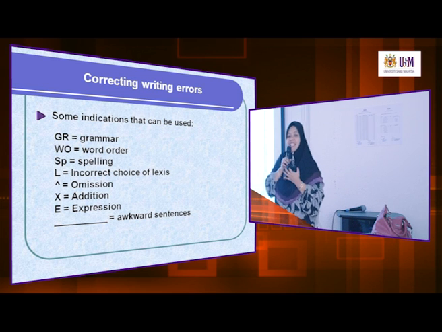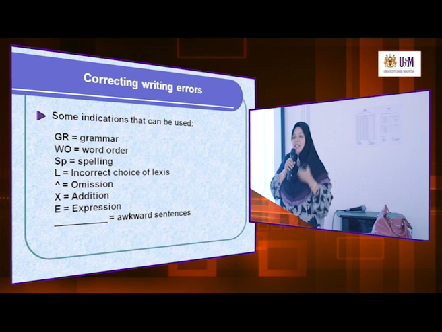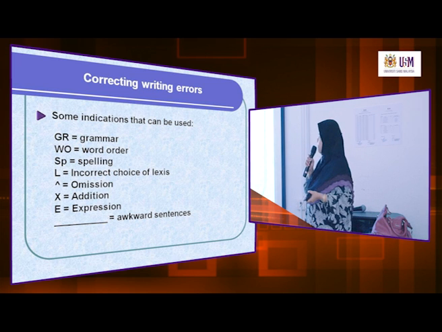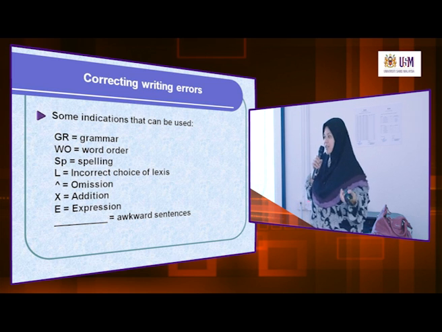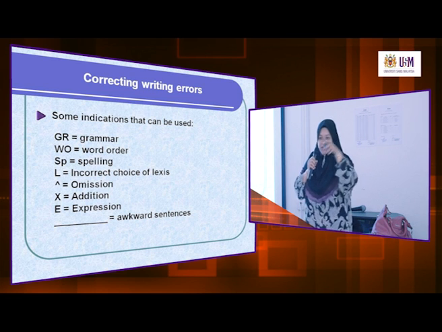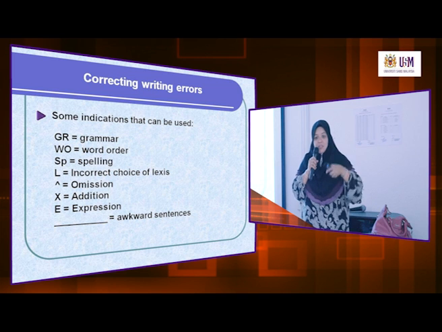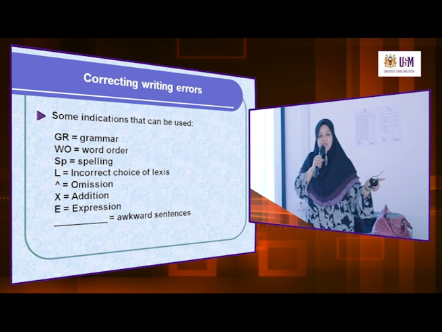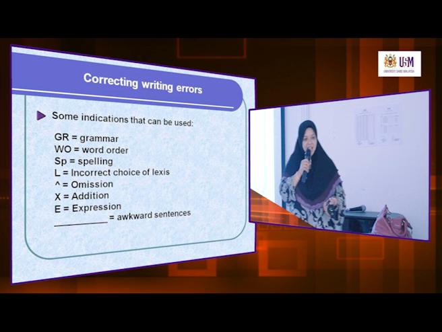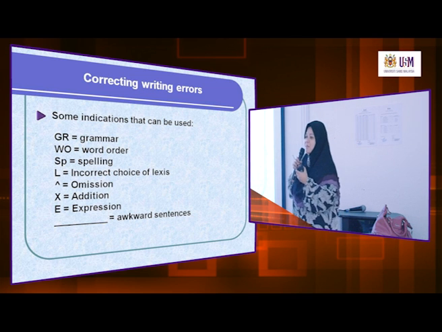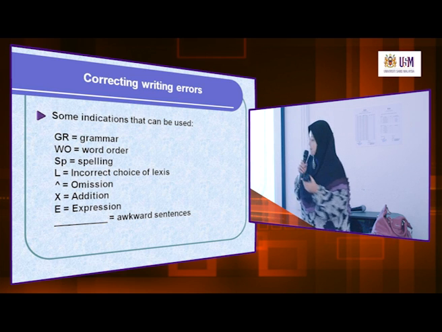Actually, this is something very internationalized, not just being used in our own scenario. GR, grammar. WO, word order. So if the word order is wrong, then you will have WO. SP, spelling. L, incorrect choice of lexis. And then you have the inverted V, which is omission. X, which is something should be added there. Expression. And awkward sentence. Awkward sentence is when the whole sentence doesn't make sense. So they are very familiar because most of the time teachers do this in the classroom.